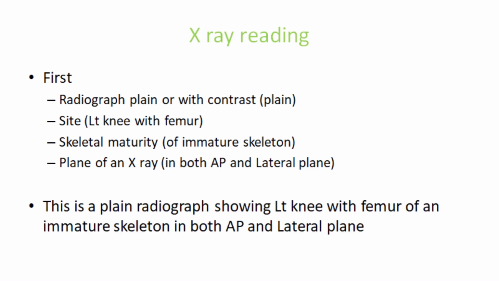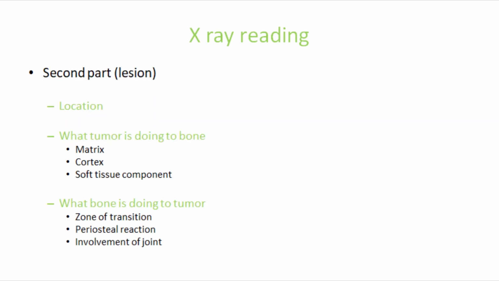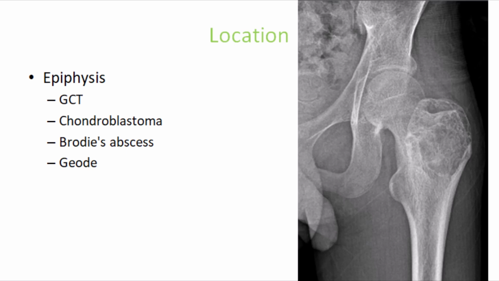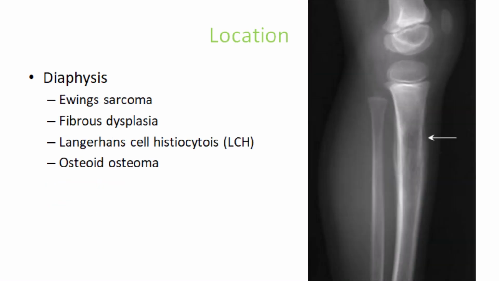So first part of radiograph reading for this radiograph will be: this is a plain radiograph showing left knee with distal femur of an immature skeleton in both AP and lateral plane. Second part of radiograph reading describes the lesion. This part will again be divided into 3 segments. First, location. Lesion can be in the epiphysis, metaphysis or diaphysis or a combination of the above.